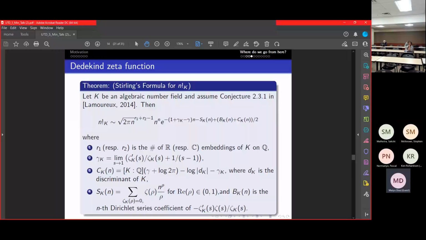We have the Euler-Kronecker constant, which is given by this limit. And we have the C_K(n) term, which is given by the degree of the extension K over Q. We have the Euler-Mascheroni constant hiding there. We have the discriminant of K, and then we have this S_K(n) term, which looks at the sum of these terms over here that depend on the zeros that the Dedekind zeta function takes in between 0 and 1.